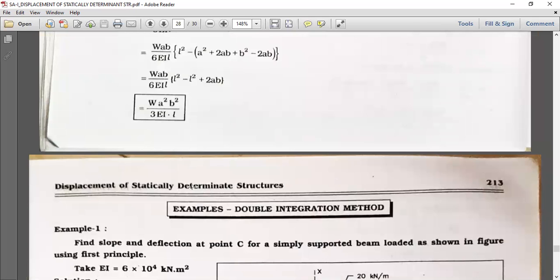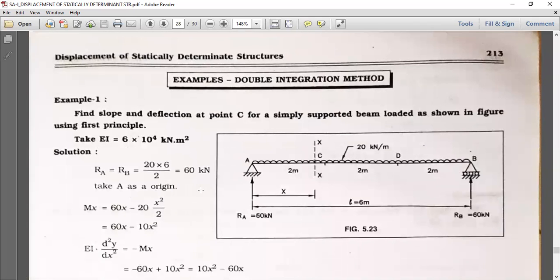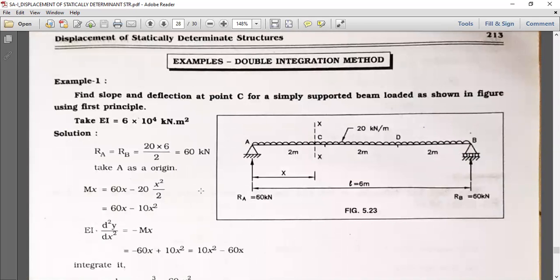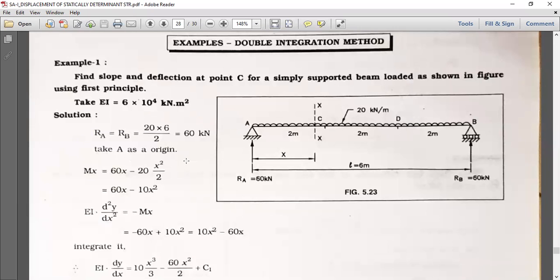Okay, now we are going to start problems of the double integration method with a simply supported beam. Example 1. Find slope and deflection at point C for a simply supported beam loaded as shown in the figure using first principle. Take EI is equal to 6 into 10 raised to 4 kilonewton into meter square.